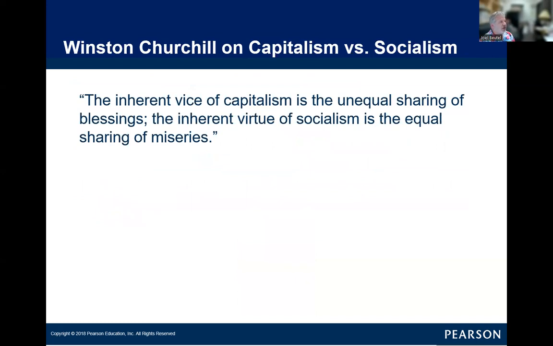So Winston Churchill had a great saying: the inherent vice of capitalism is the unequal sharing of blessings. The inherent virtue of socialism is the equal sharing of miseries. He's not the first or last intelligent person who's basically identified that there's good and bads to everything.